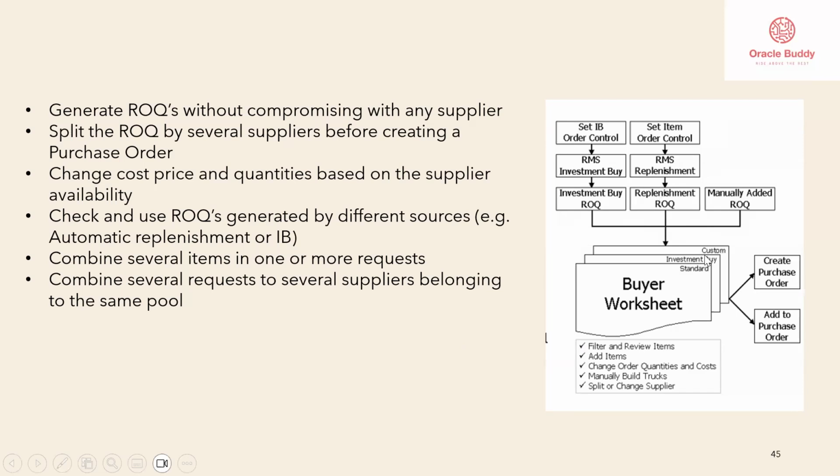So here you can see a flow diagram. It sets the IB order control, sets item order control, RMS investment buy, RMS replenishment, investment buy ROQ, replenishment ROQ, and manual ROQ. So it checks all the ROQs, and based on that, it will create a buyer worksheet. And once approved, it will create the purchase order.